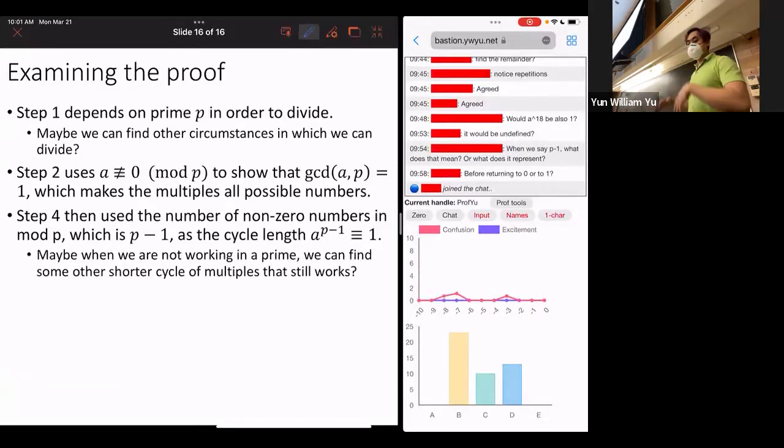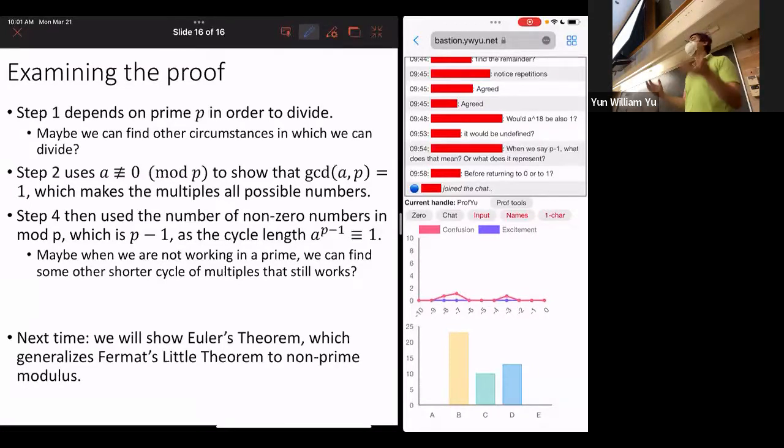Maybe when we're not working in the prime, we can still find some other shorter cycle because you have some fewer numbers that you can divide by to do the same sort of canceling out. And maybe we can find something that still works. And so next time, we're going to prove what's called Euler's theorem. I mean, Euler had a ton of theorems, but this is one of his theorems, which generalizes Fermat's little theorem to non-prime modulus. And so that will be what we're going to do on Wednesday.